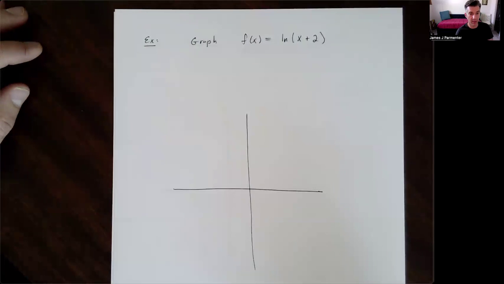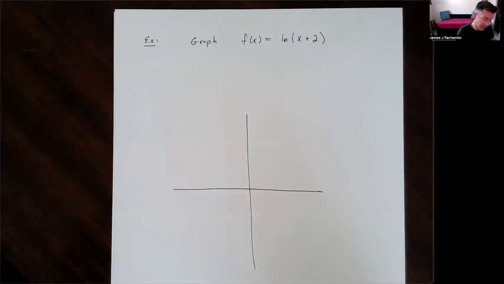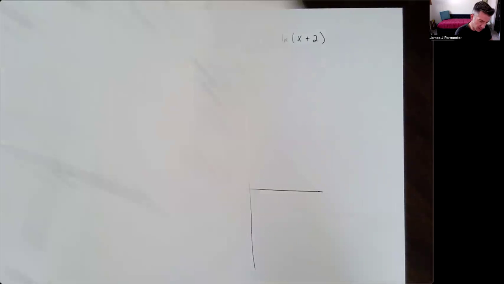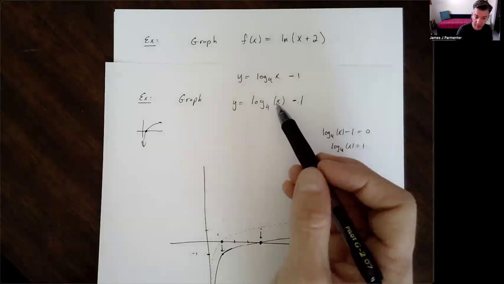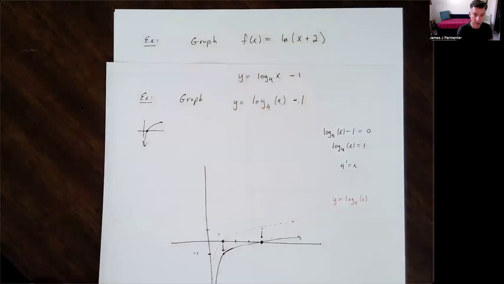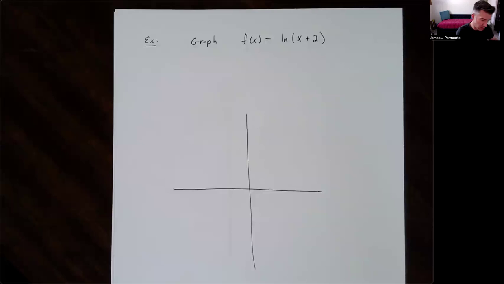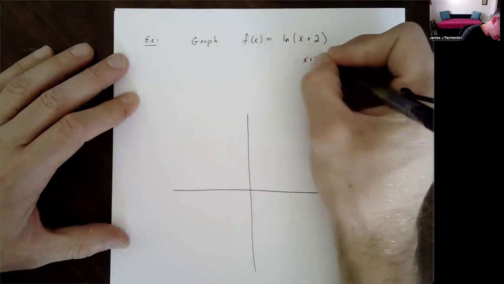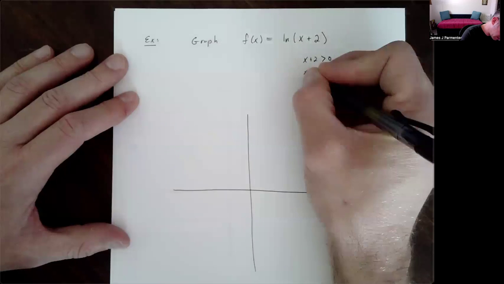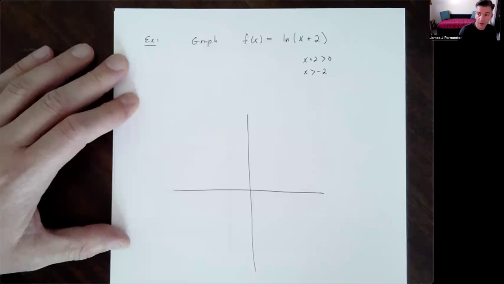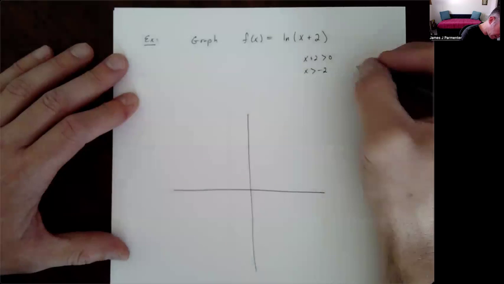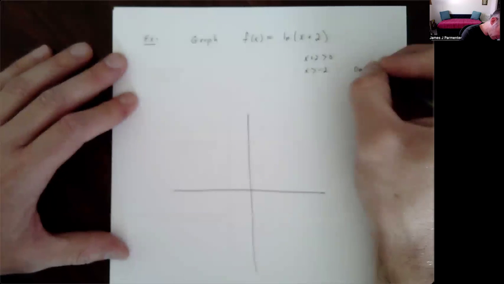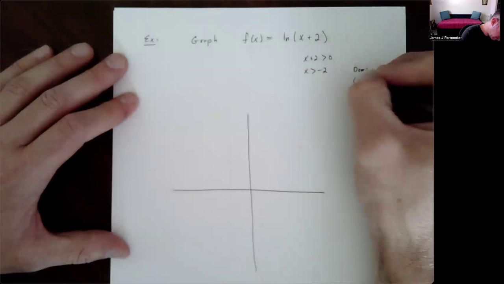I like to think about, and I probably could have said this earlier, what's happening with the domain. Since I had the log base 4 of x, I knew that x had to be greater than 0. For logarithms, the stuff you're taking the log of has to be greater than 0. So here, I know that x plus 2 has to be greater than 0, so x has to be greater than negative 2. So I know my domain right off the bat is going to be everything from negative 2 to infinity.